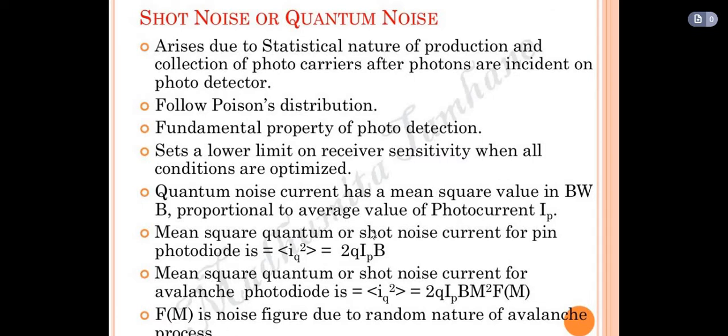The mean square quantum or shot noise current for a PIN diode detector or photodiode can be obtained by considering its iQ square is greater than or equal to 2q IP B. That should be the next criteria.